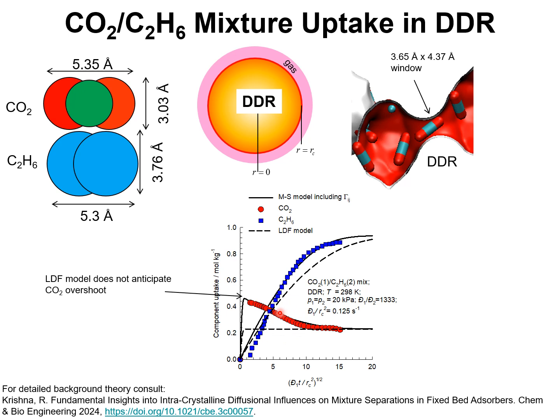The overshoots are due to thermodynamic coupling effects that are the result of the use of the chemical potential gradients as driving forces for diffusion. So the first conclusion is the LDF model cannot anticipate overshoots in component loadings.